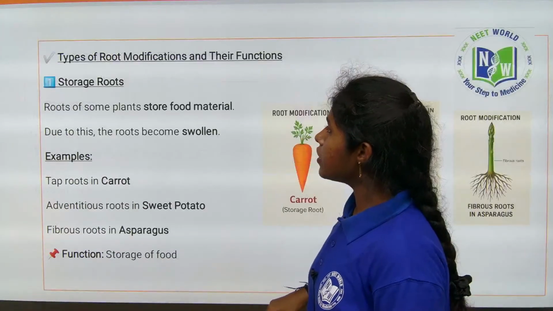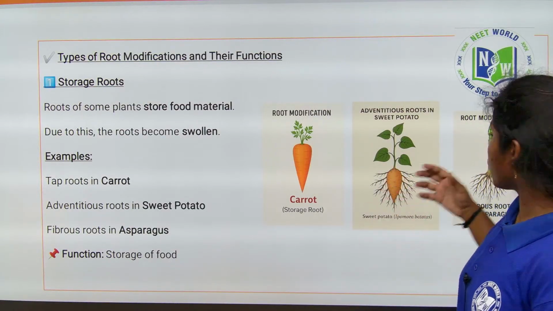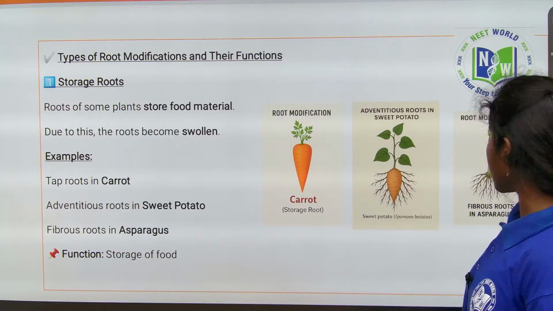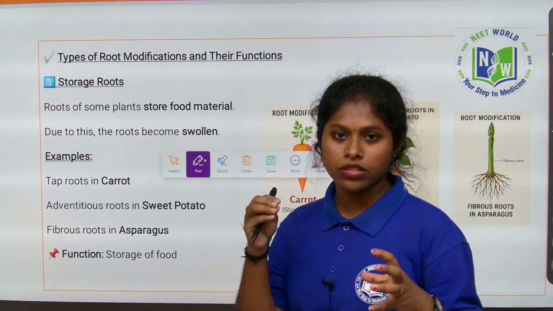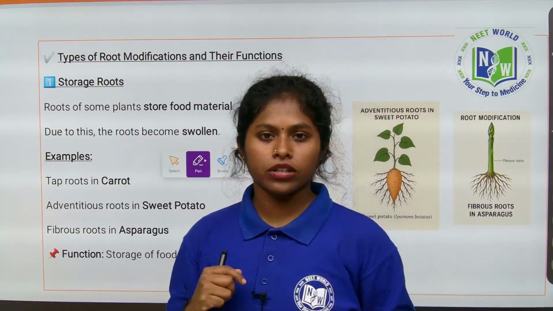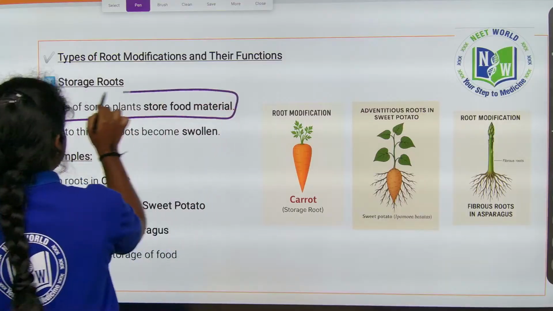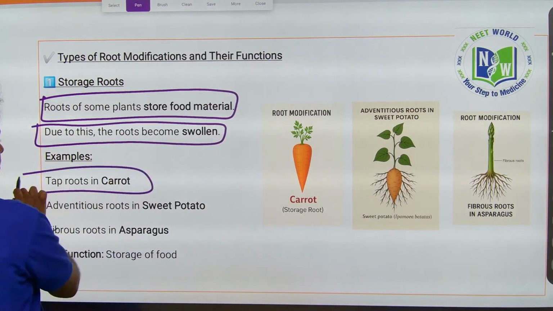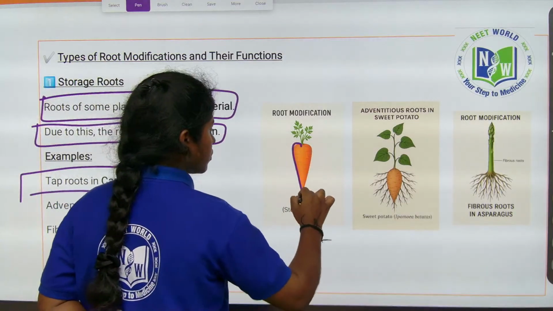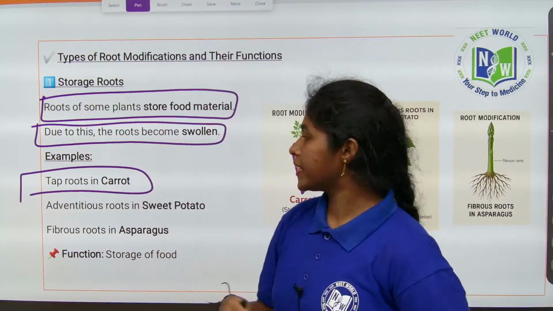So let's see here the types of root modifications and their function. Storage roots, which means the word itself says that the roots are storing the food, right? Roots of some plants store food material. Due to this, the roots become swollen. The best example is carrot. Here the carrot is storing the food. The starch is stored inside the carrot. It exhibits the taproot system.